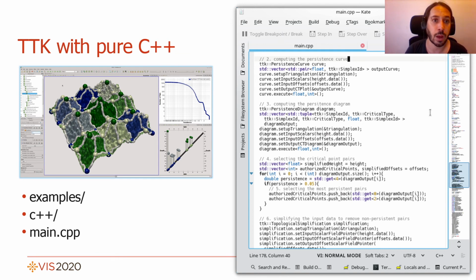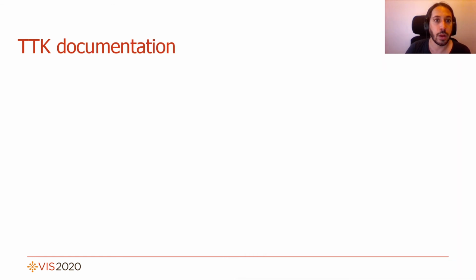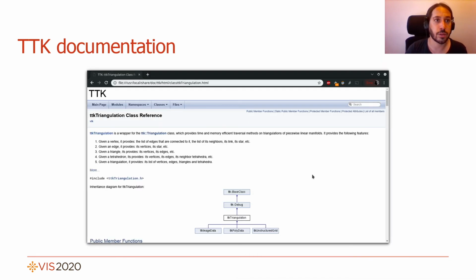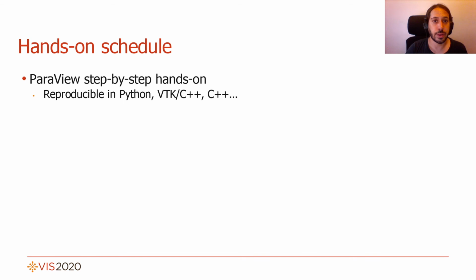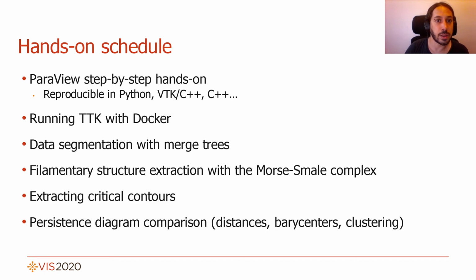So again, if you are a developer and you want to use TTK, we recommend that you take a look at these examples. Also, there is a companion Doxygen documentation for TTK, which resembles in this form the VTK documentation. We refer you to the website where you'll find a lot of additional documentation material and links to user mailing lists. All right, so now that you have a sense of how to use TTK, in particular in PowerView, we'll proceed to hands-on sessions where we'll show how to use TTK features in PowerView for concrete data analysis tasks. And this includes data segmentation, filament extraction, or topology comparison.